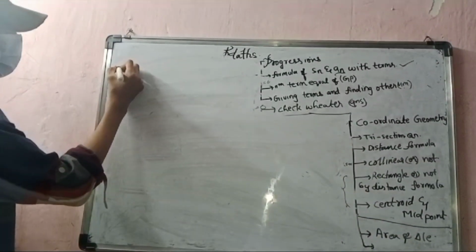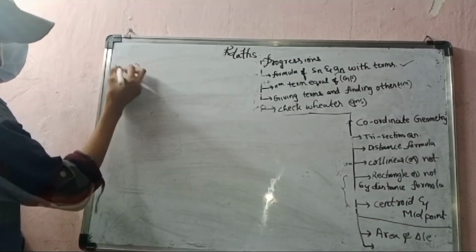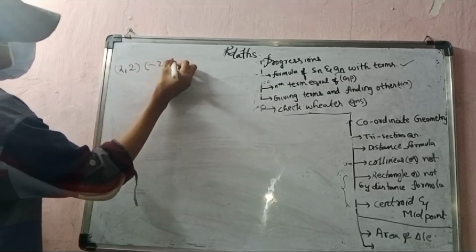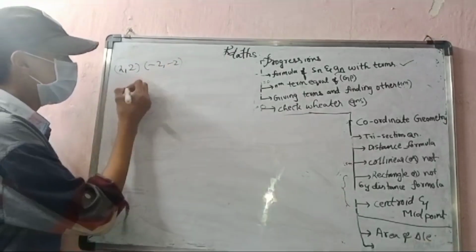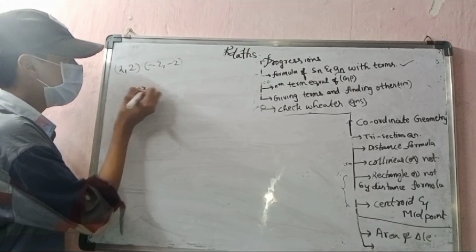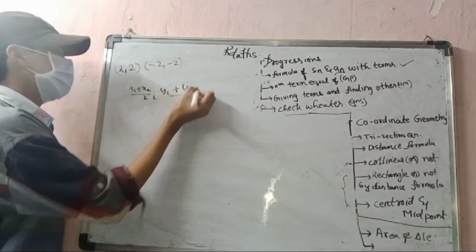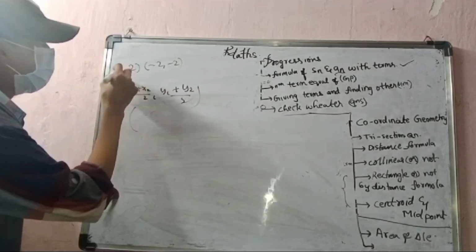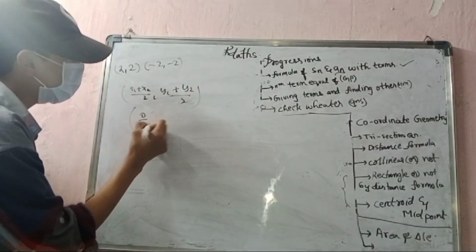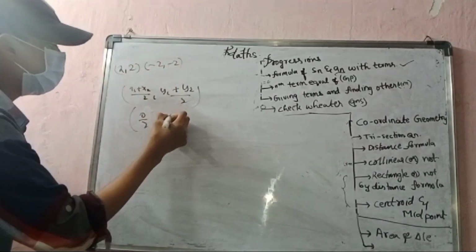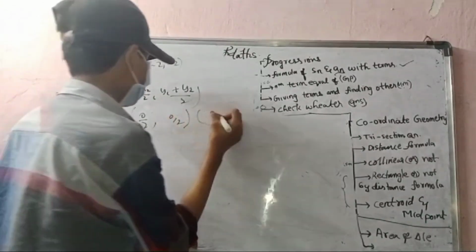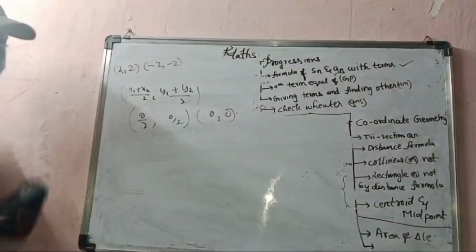Now midpoint: one point is 2 comma 2 and one point is minus 2 comma minus 2. Find the midpoint. What is the midpoint formula? x1 plus x2 by 2 comma y1 plus y2 by 2. x1 plus x2, 2 minus 2, 0 by 2, comma y1 plus y2, 2 minus 2, 0 by 2. 0 by 2 comma 0 by 2, 0 comma 0. So this is the midpoint. Okay, clear.